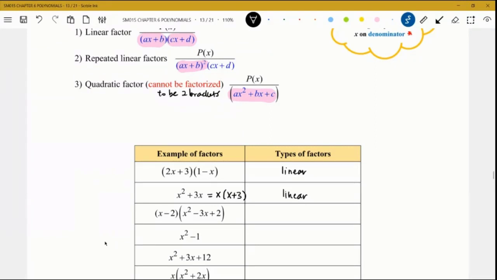Okay, and then x minus 2, x square minus 3x plus 2. Yang ini boleh factorize tak? Double check. Check dulu. X square minus 3x plus 2. Can we factorize?